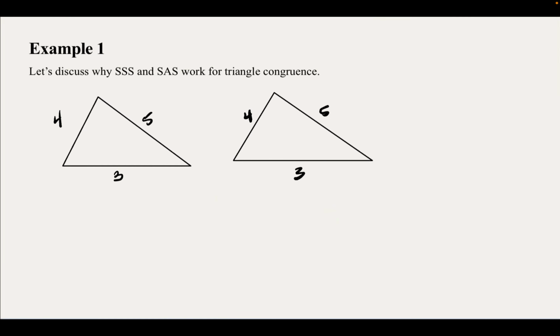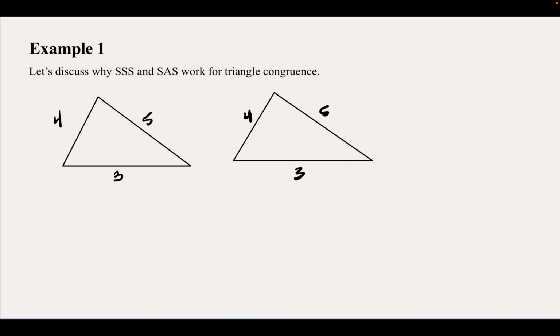The only way to have two triangles with the exact same side lengths is if it's the same triangle. It's just transformed in some way. It's flipped over, it's shifted around, it's turned upside down, but it's essentially the same triangle. They have to be congruent.